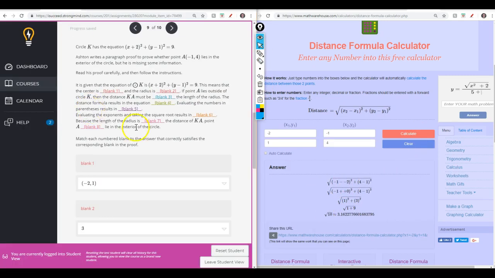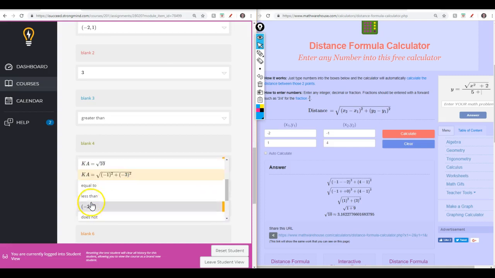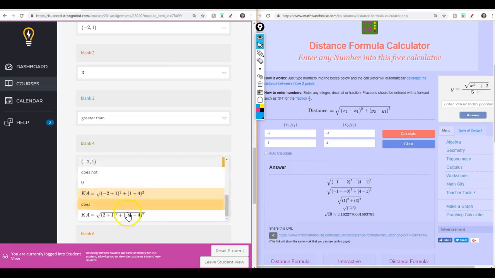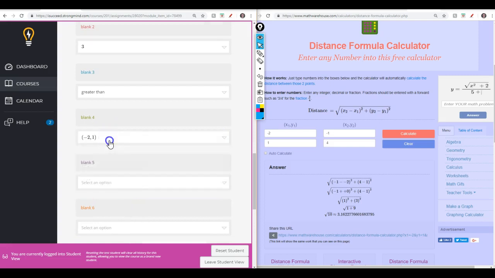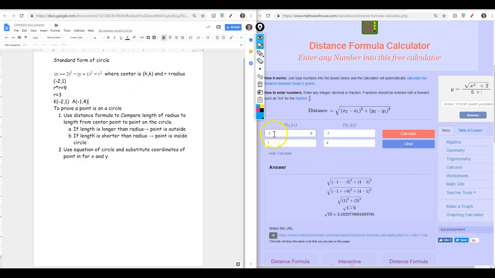So then I'm going to be looking for, in blank 4, KA equals the square root of parentheses -1 minus a -2. And I'm seeing that they did not start with -1, it started with a 2. So that just means that the order of the points was changed. So we can rearrange this for A being the first point, which is -1, 4, and K being the second point, which would be -2, 1. The distance will still come out to be square root of 10, which is 3.16.